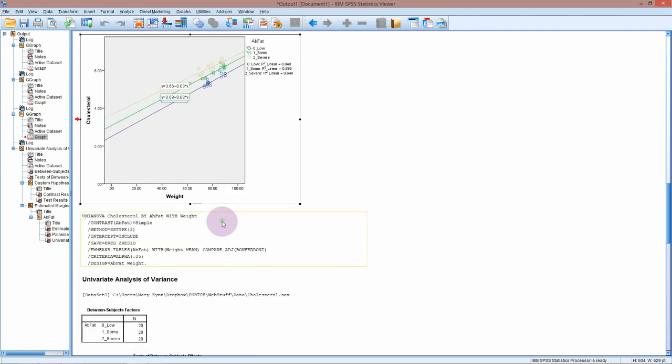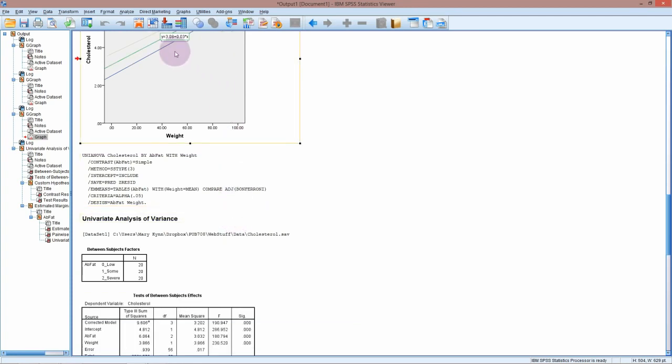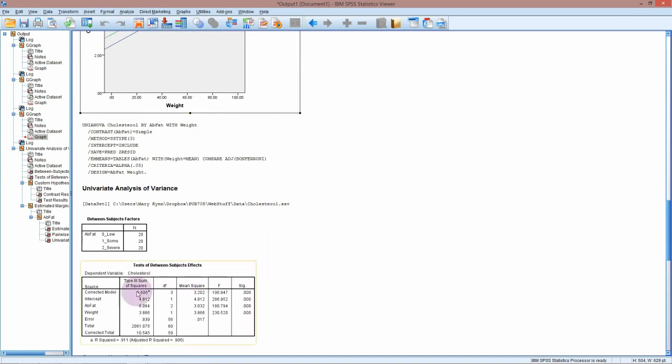From the graph, we would expect that each level is different from the other, that with increasing abdominal fat we're getting increasing cholesterol. But it's possible that 2 of them would be the same and just 1 of them different.